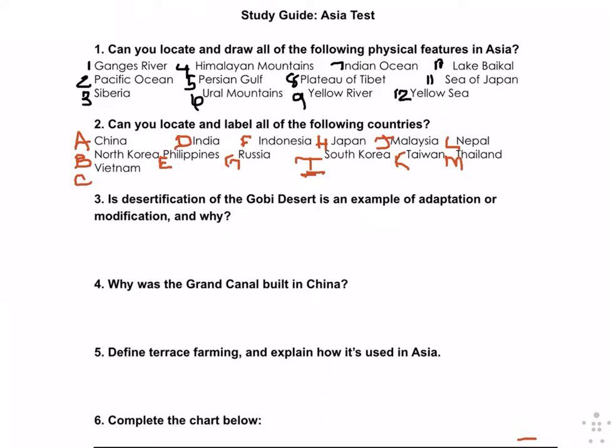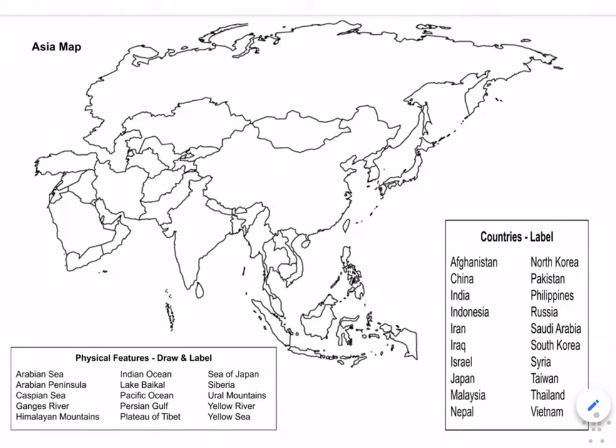So I have China, A, North Korea, B, Vietnam, C, India, D, Philippines, E, Indonesia, F, Russia, G, Japan, H, South Korea, I, Malaysia, J, Taiwan, K, Nepal, L, and then Thailand, M. So I'm going to go back to my map. I'm going to go ahead and erase all this good stuff.